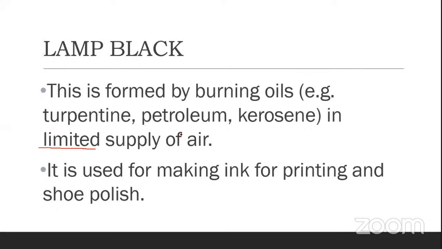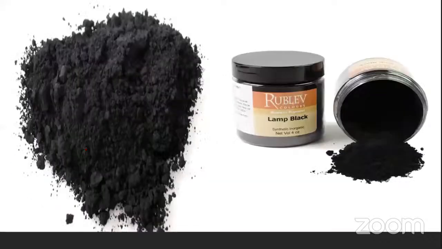Then after manufacturing it, it can be used to make ink for printing, and also shoe polish. So you can know the ink we use is also made of lamp black. So there are some pictures for lamp black. This is normally the shoe polish, like that.